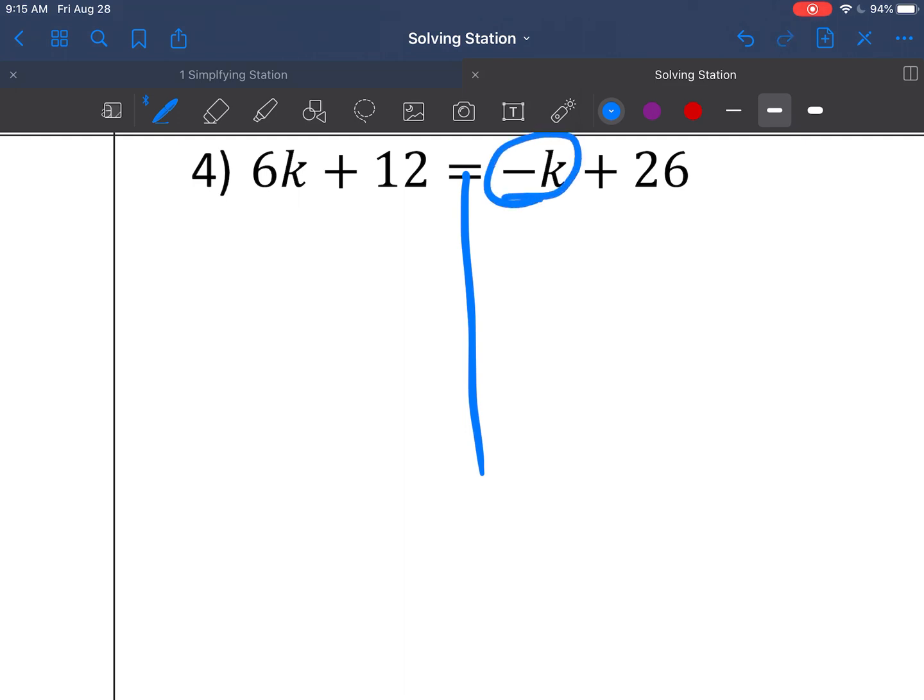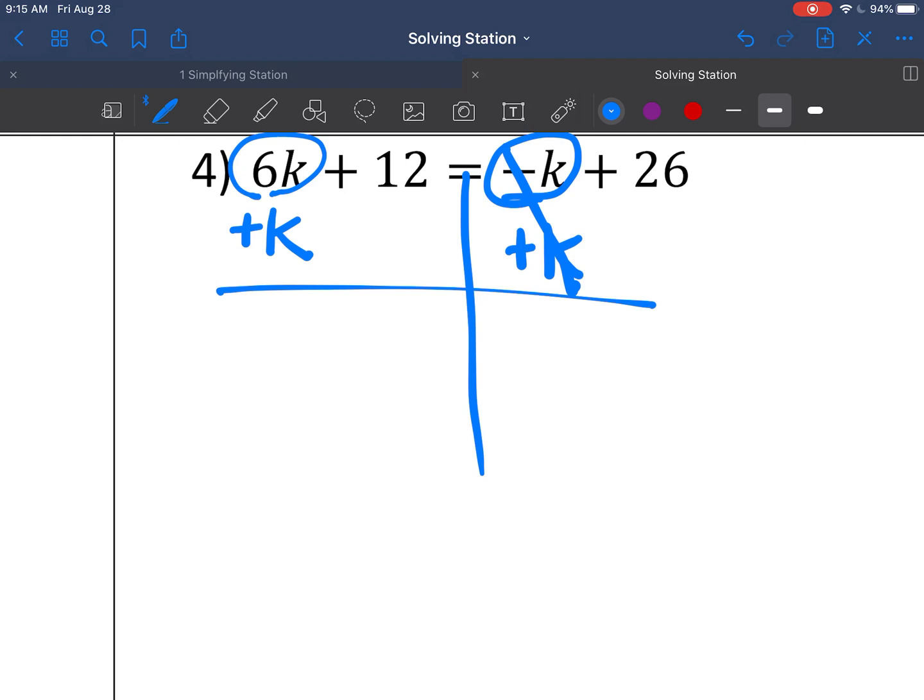Looking at this negative k over here, I'm going to add k to cancel it out on the right-hand side. I don't want k's on both sides. But whatever you do to one side, you have to do to the other. And I'm writing it under the 6k because that's the only term I can combine it with. I can't combine k with a 12. So on the left-hand side of the equation, I now have 7k's. And we still have the plus 12. And then on the right-hand side, I have a 26 because we got rid of the k.